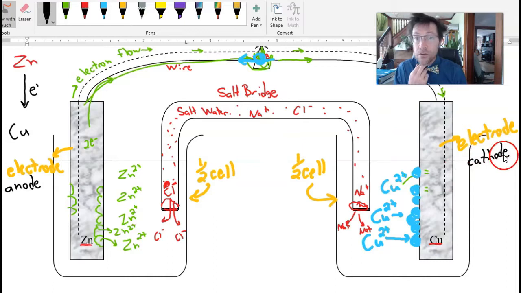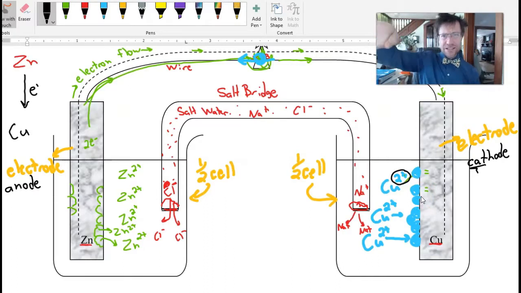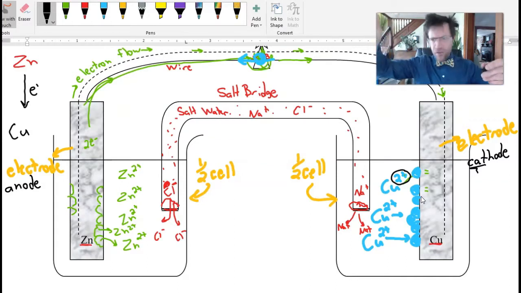This is the cathode. Why? Because the cations, positively charged ions, are attracted to it. That's why they came up with it, because they didn't know what was going on. They just plunked it into the water, and they're like, what's going on? All the positive ions are being attracted to this electrode. So we should call that the cathode.